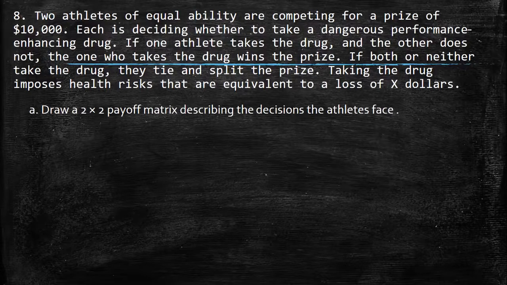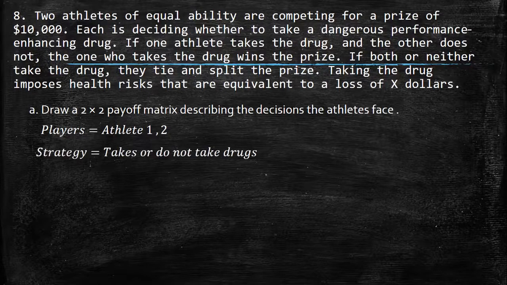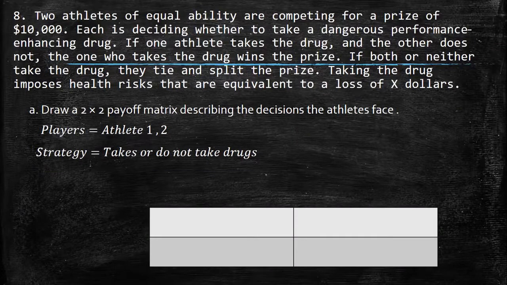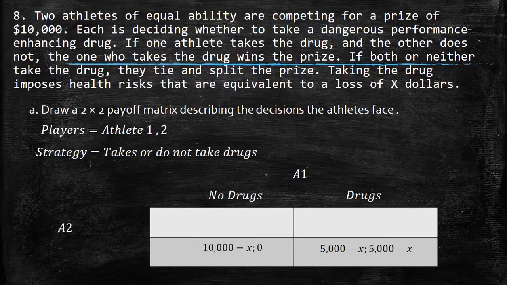So here's first, draw a 2 times 2 payoff matrix describing the decision the athletes face. Then we have two players, athlete 1 and athlete 2. The strategy: you can take or you cannot take the drug, and then should be again 2 times 2. Then we have athlete 1 here, and here we have athlete 2. Then they have two decisions, no drugs or drugs here. So then we start to fill this one. So here it doesn't appear still, but it's going to be drugs and no drugs.